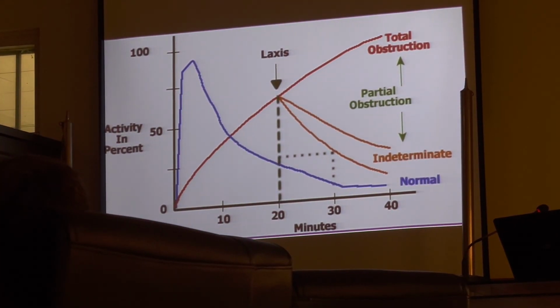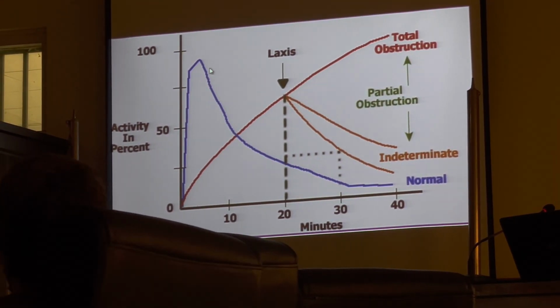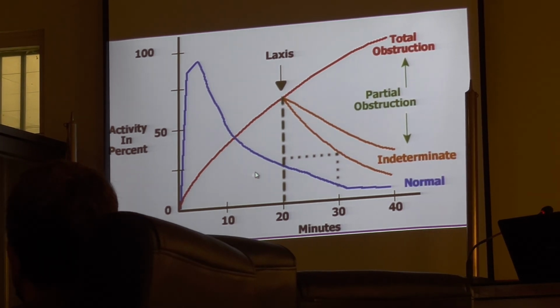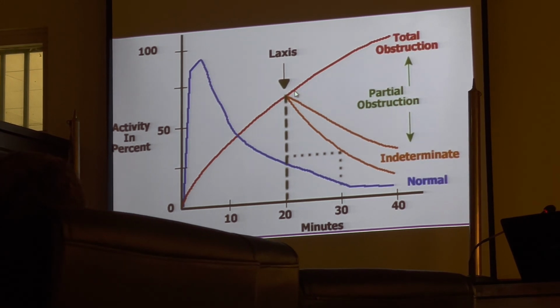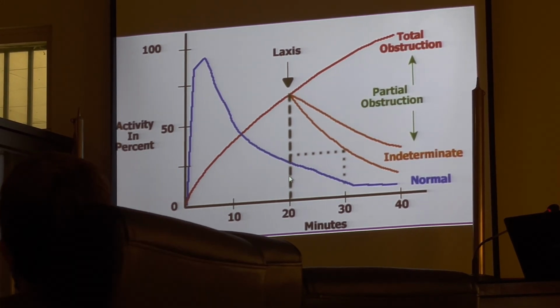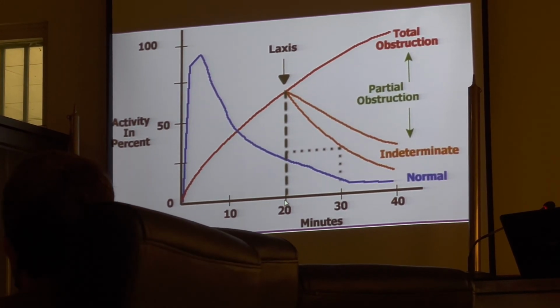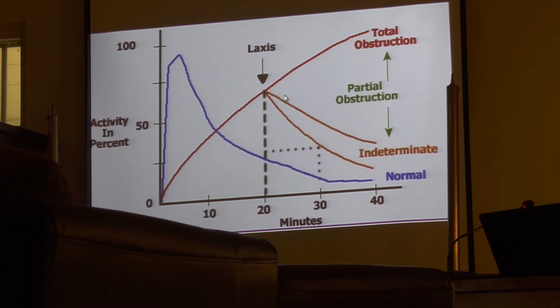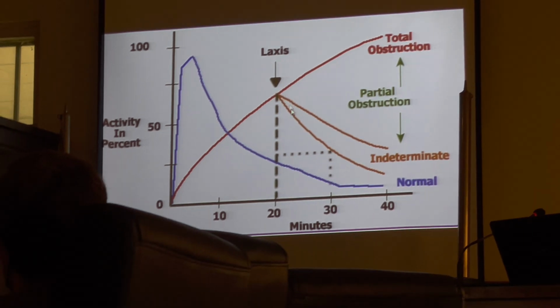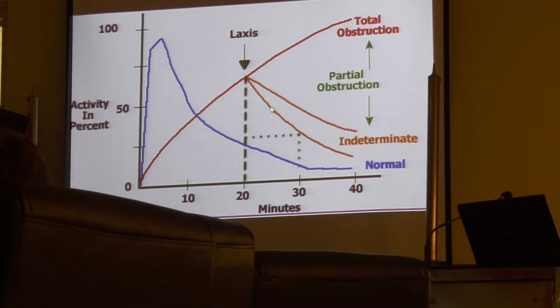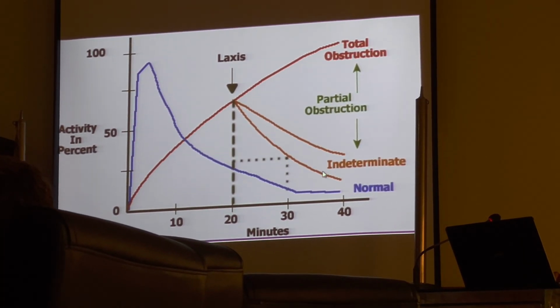This is another demonstration of the curves. This is the normal curve, this blue. This red one is the total obstruction. The graph is not coming down after the diuretic administration. This one is indeterminate or partial obstruction, because the graph is coming down after the administration of the diuretic.